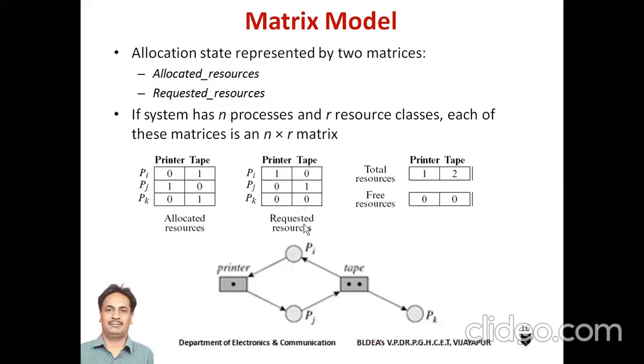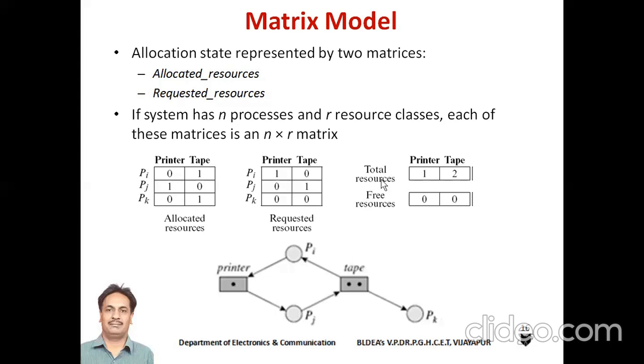Now, by looking at this complete diagram, we can write information about total resources and also free resources. If you look at the first information, total resources, we have 1 printer. It can be observed from this diagram. We have 1 printer and 2 tape drives. The same information we are representing in the form of a row matrix. Similarly, we have represented information about free resources. Right now, we have 0 printers and 0 tape drives available.